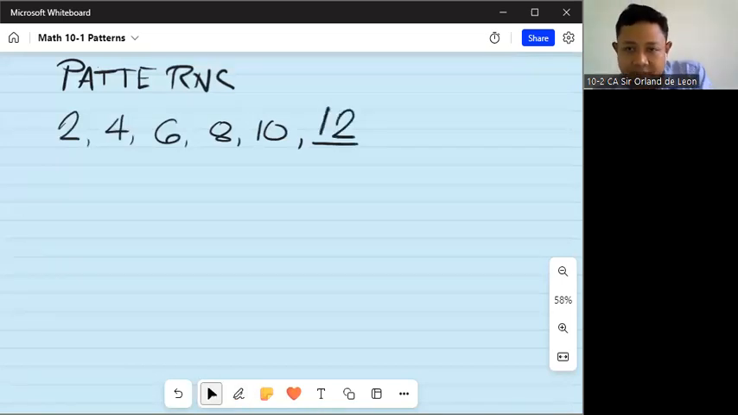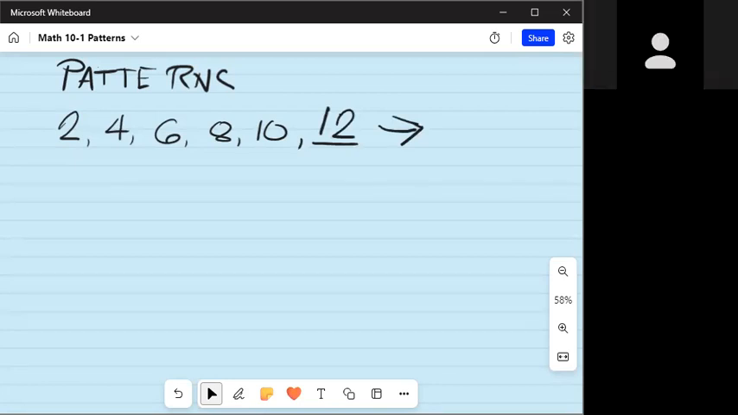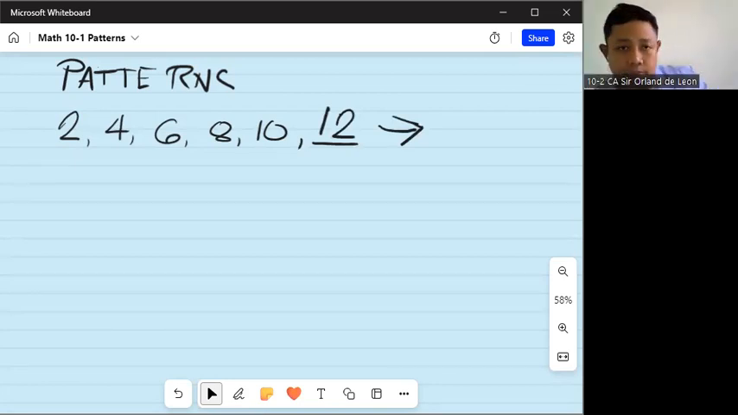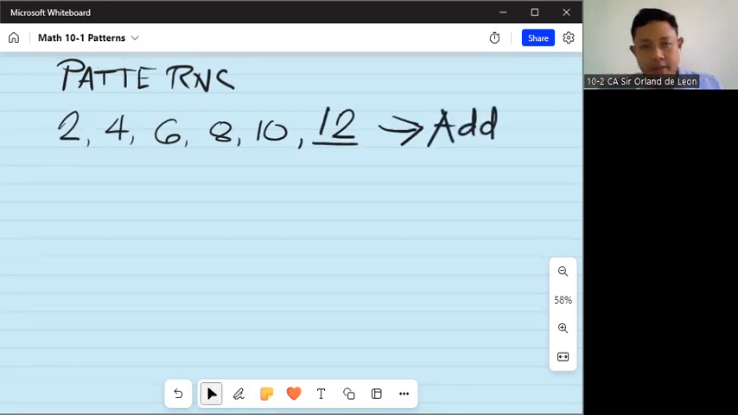Got it? Simple. What do you think is the pattern used in this arrangement? What is the pattern used? Raise your hand if you want to answer. Yes, Sophia. The 2. Okay, very good. So we need to add 2 to get the next number. Can you follow? Add 2.